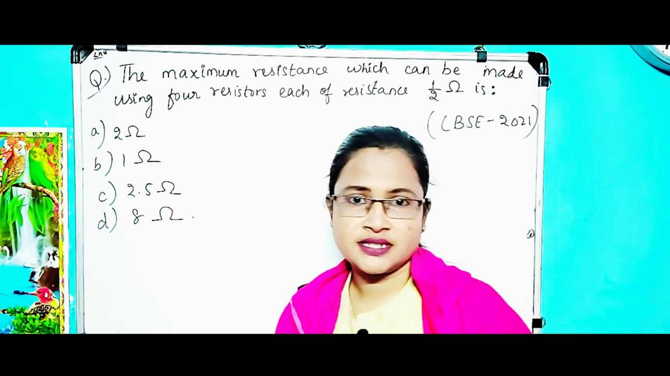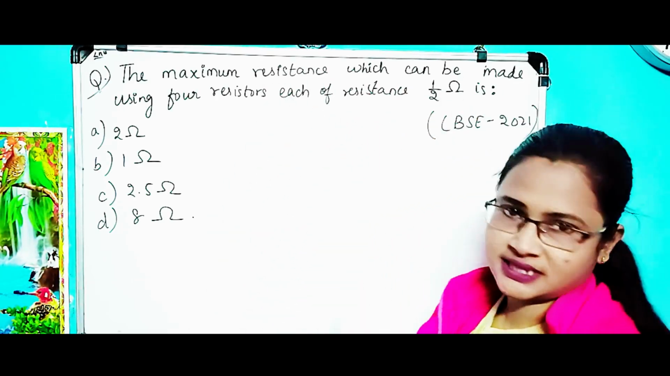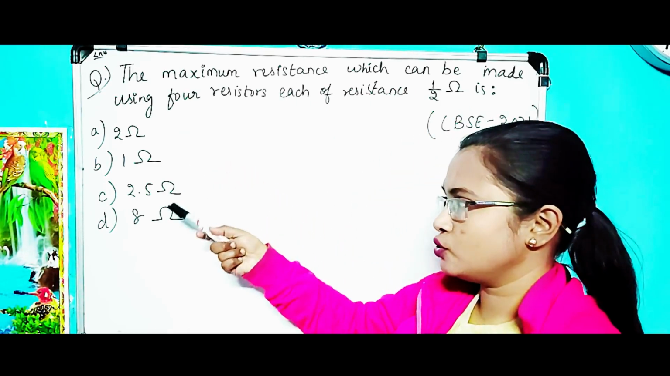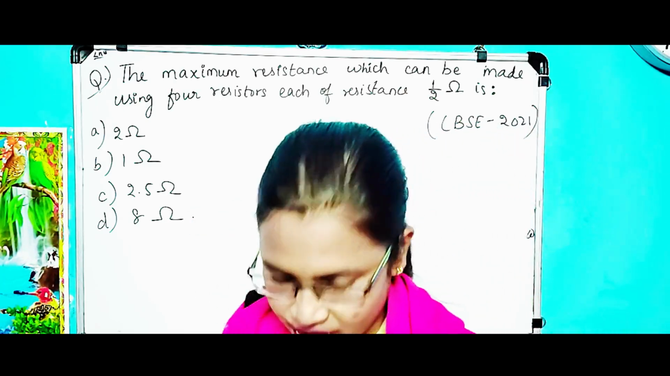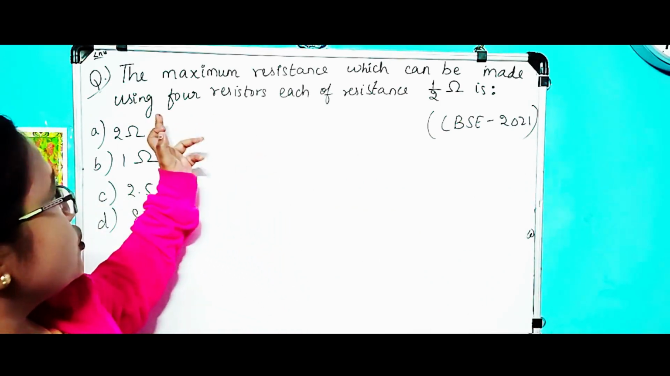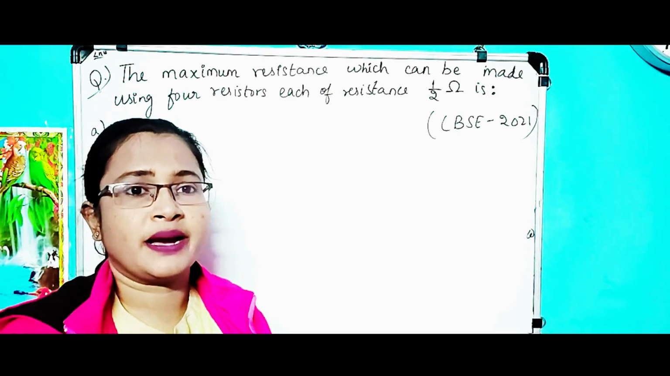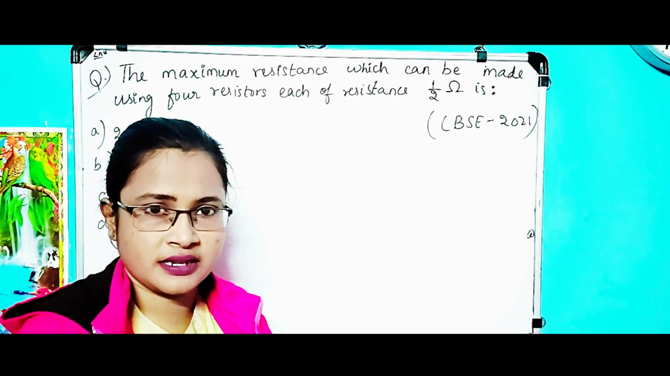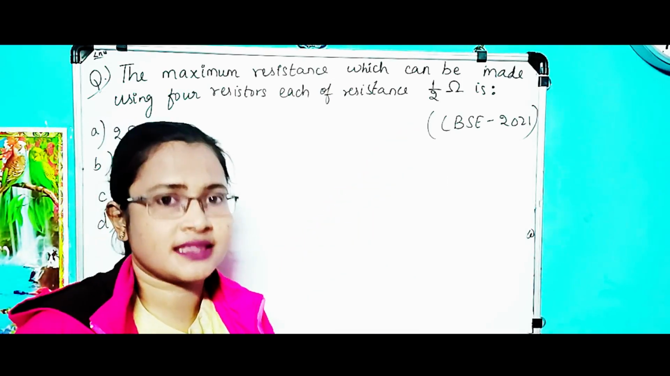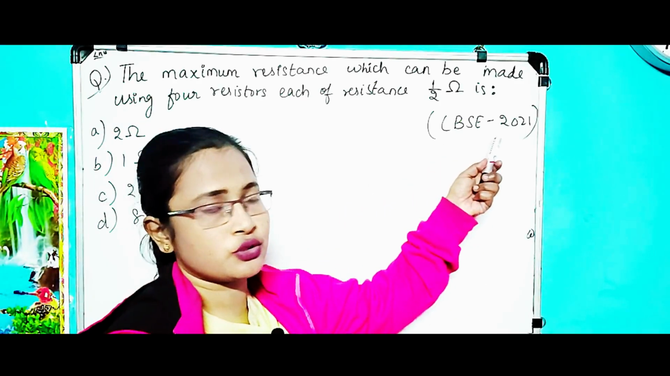So the second question is: the maximum resistance which can be made using 4 resistors, each of resistance half ohm, is 2 ohm, 1 ohm, 2.5 ohm or 8 ohm. The question asks how much the maximum resistance can be if we use 4 resistors, each with a resistance of half ohm. And the options are given. This question was previously asked in CBSE 2021.